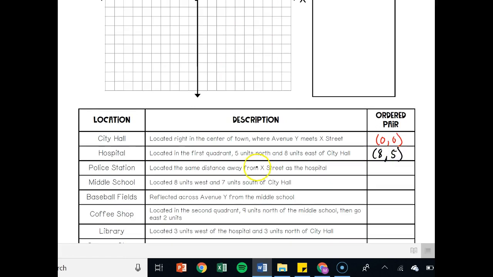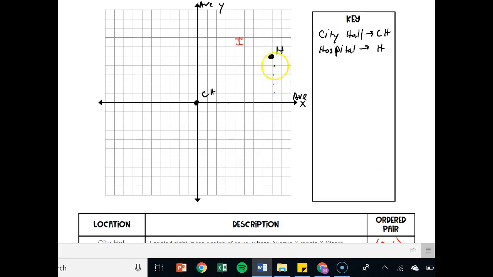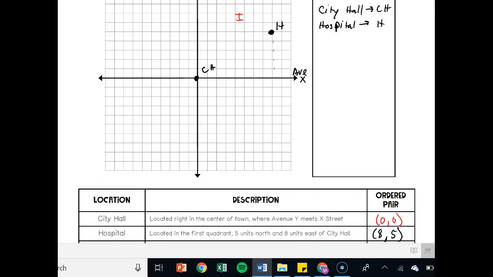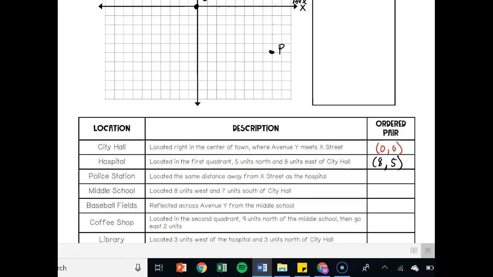Again, that was kind of tricky because it said 5 units north and 8 units east. You want to move left or right first, right? So east or west, then north or south. So the police station is located the same distance away from street X as the hospital. So here is street X right here. Here's the hospital. And then the police station is the same distance away from street X. So the only possible thing that could go is down 5. 1, 2, 3, 4, 5. All right, so we could write P. And then the police station is going to obviously be at (8, -5).